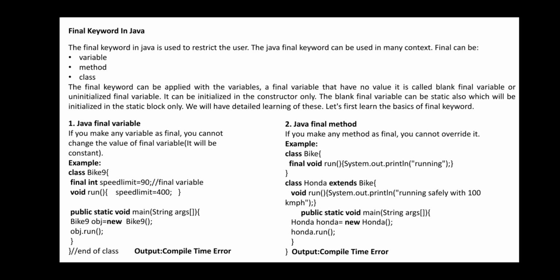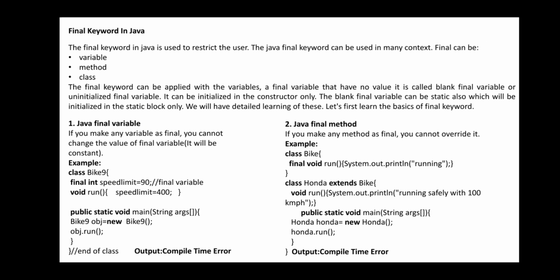But when it is defined as final, then ultimately you can't access the properties like attributes, methods, as well as a class from one to the other. For that sake, we use the final keyword. It restricts the user from accessing all that information outside of the class. So there are three different types of final keyword use: final variable, final method, and final class.